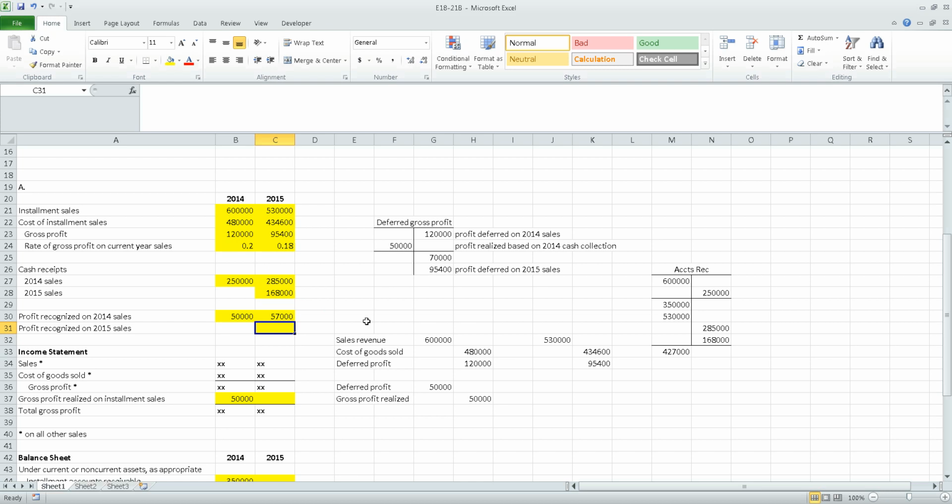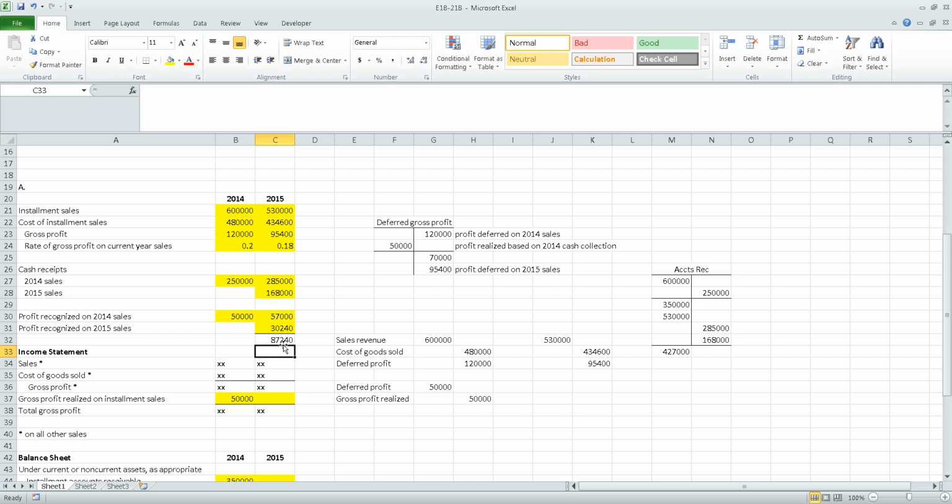Now we need to calculate how much profit to recognize on the 2015 sales. We're going to calculate that by multiplying the cash collected on 2015 sales times the gross profit rate on 2015 sales, which is 18%. So the amount of profit we're going to recognize this year is the sum of those two amounts, consisting of $57,000 of profit on 2014 sales and $30,240 on 2015 sales. So the total gross profit that we're going to recognize is $87,240.